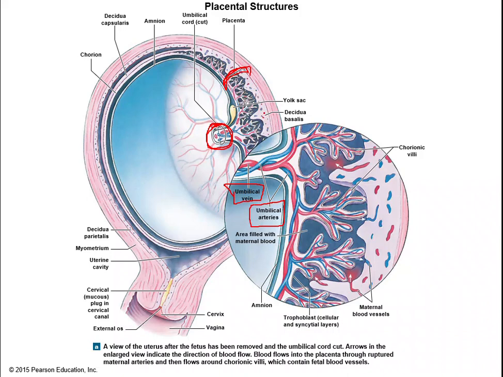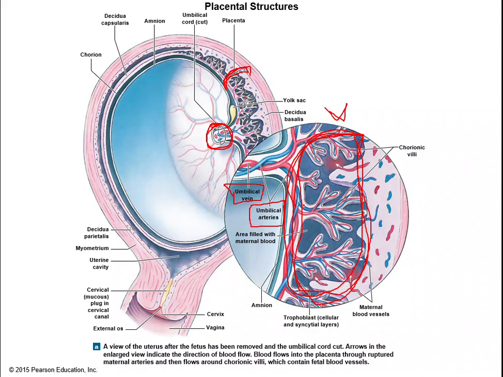And the decidual basalis and the chorionic villi come in contact with each other. Right here, you can see that in this zoomed in picture. They come in contact, and this is where all the exchange, gas exchange, nutrient exchange, occurs. This is where it will take place. Okay, so the placenta itself is formed by the decidual basalis of the endometrium and the chorionic villi of the fetus. Okay, so please remember that.